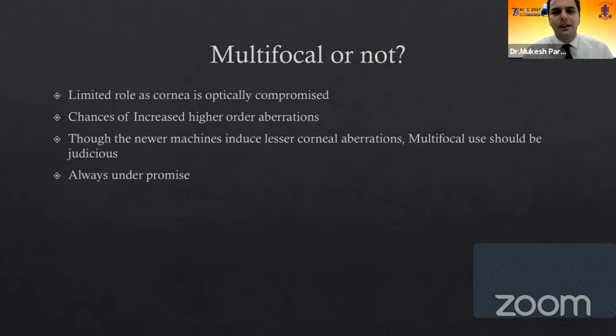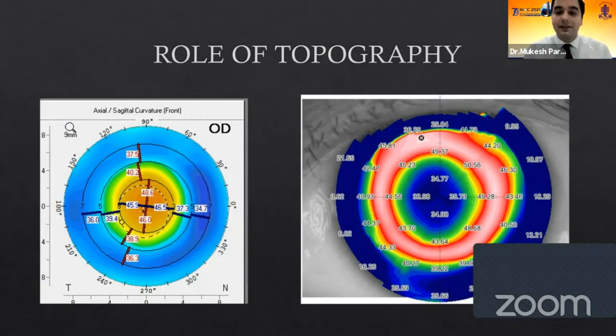So you can't have both the optical systems compromised. You can use a multifocal IOL, but it has to be very judicious, and you have to make sure that you under-promise. The role of topography in this is huge. Only in patients in whom you have a well-centered ablation, and the ablation zone is larger than the mesopic pupillary size, should you go for a multifocal IOL.